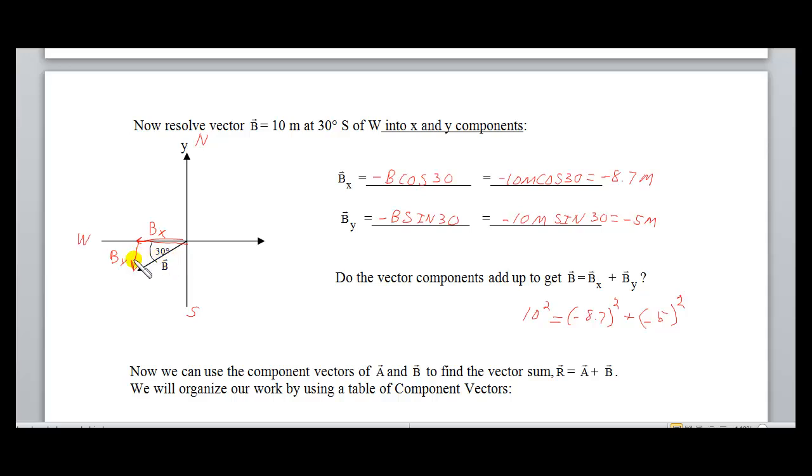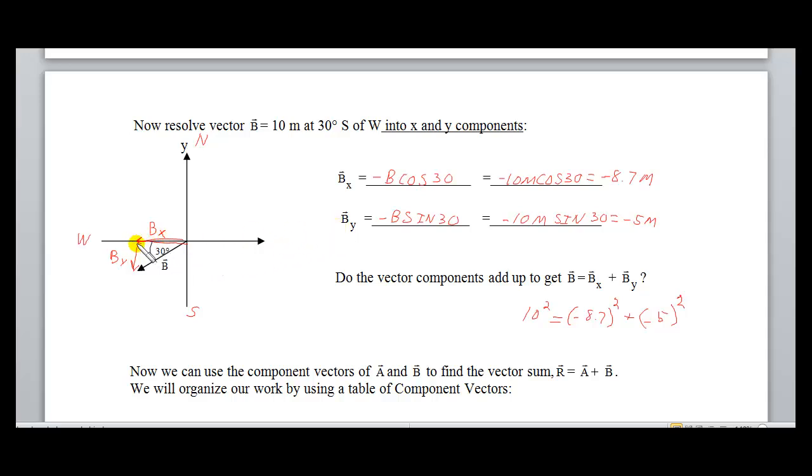B vector really is equal to the vector sum of b sub x and b sub y, according to our rules for adding vectors. Now, to evaluate this component b sub x, we're going to have to use the cosine. The cosine of 30 is the adjacent over the hypotenuse. And so solving for b sub x, we get negative b, because it was located in the negative direction, negative b cosine of 30 degrees. B, remember, is negative 10 meters. So it's negative 10 meters cosine of 30. It should give us negative 8.7 meters as my magnitude and direction for b sub x. It's in this direction, 8.7 meters.